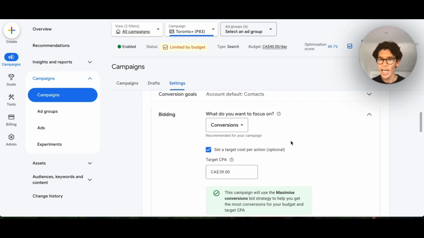In this next video, I'm going to take you through an actual step-by-step Google Ads setup. You can follow it with me on screen so you can be set up for success right at the beginning, and I will see you on the next one.